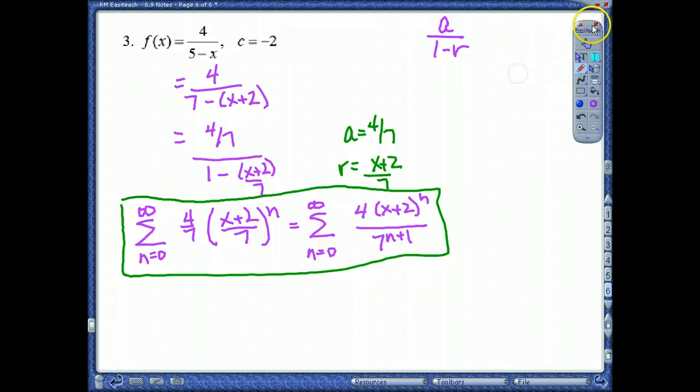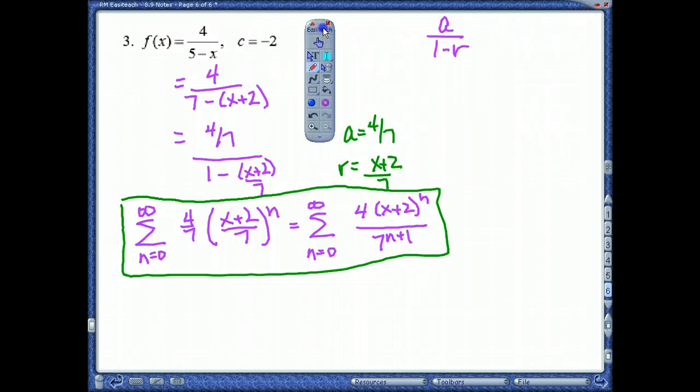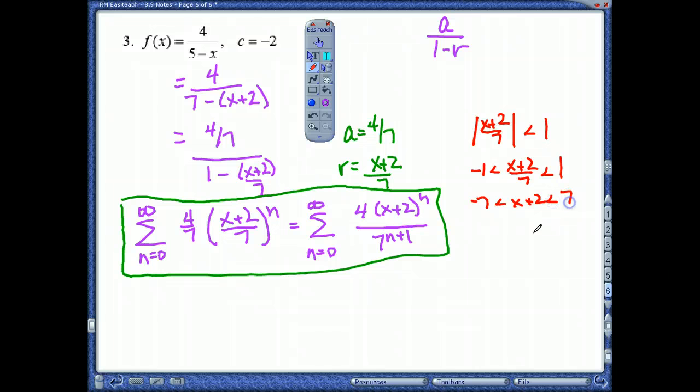All right, now we've got to do that interval of convergence. So we know we are convergent when the absolute value of r is less than 1. So rewrite your absolute value and then solve. So we're going to multiply by 7 and subtract 2. So we get negative 9 and 5. So our interval of convergence is in between negative 9 and 5.